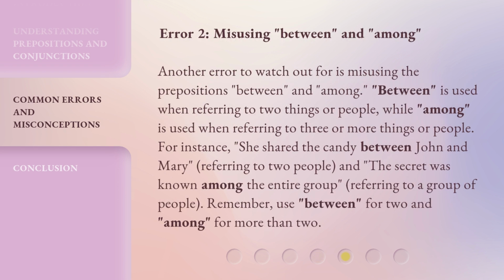Error 2. Misusing between and among. Another error to watch out for is misusing the prepositions between and among. Between is used when referring to two things or people, while among is used when referring to three or more things or people. For instance, she shared the candy between John and Mary, referring to two people, and the secret was known among the entire group, referring to a group of people. Remember, use between for two and among for more than two.